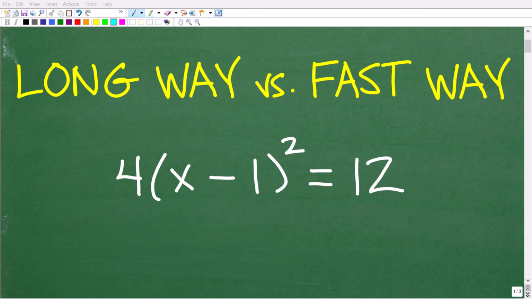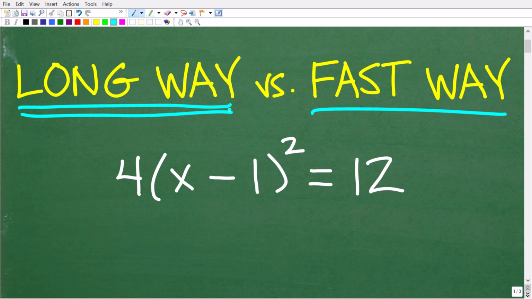Let's talk about one of the most important things that you need to be thinking about as an algebra student or a math student, and that is how to solve problems in the quickest way possible. So what we have here is a quadratic equation, and there are several long ways to solve this equation, but there's really only one fast way to solve this equation. So let's see if you know how to do it.